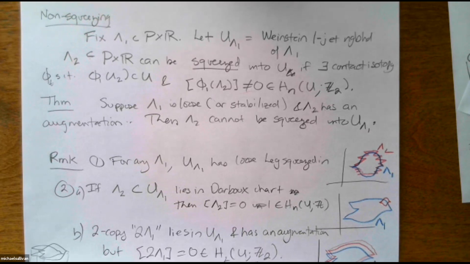Well, so the thing is, there's several things. The claim is lambda 2 doesn't have an augmentation. Suppose lambda 2 does sit inside a neighborhood of lambda 1, and lambda 1 has trivial DGA. Then it's not necessarily the case that lambda 2 has trivial DGA. So there are examples. The wrapping number, this homology class of the projection, is 1. But even though it doesn't have trivial DGA, it still doesn't have any augmentations.